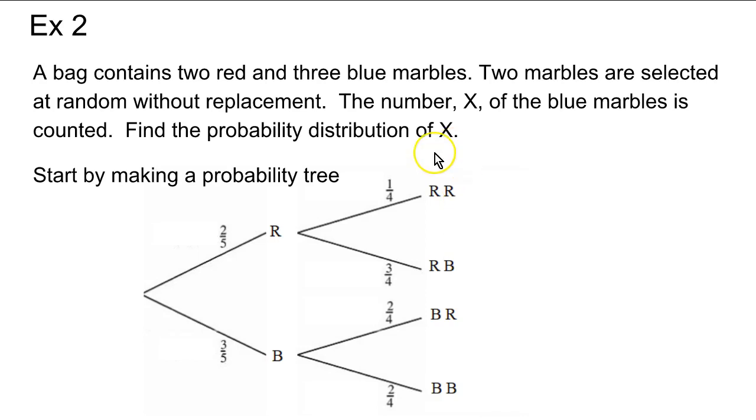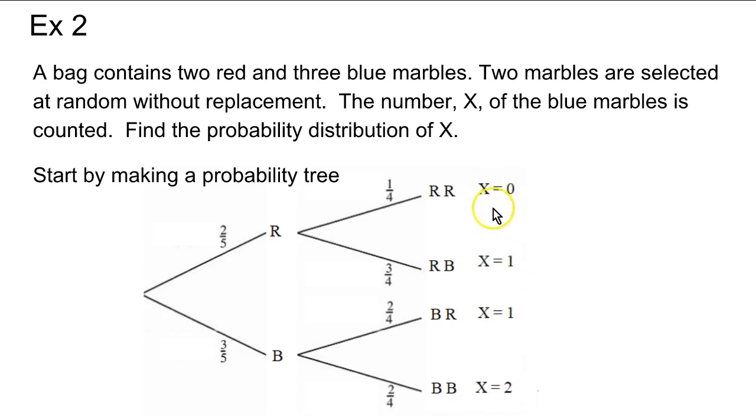And also I want you to consider what our x's are. The x's are the number of blue marbles. So in this first outcome, how many blue marbles did we get? 0. In the second outcome, how many blue marbles did we get? 1. In the third outcome, how many blue marbles did we get? 1. And then in this one, we got 2.